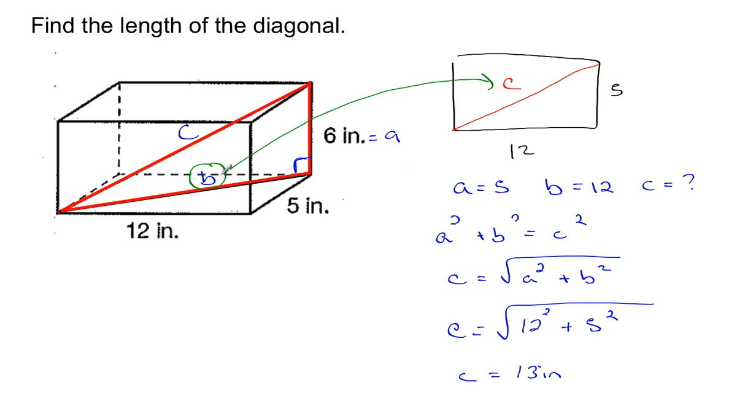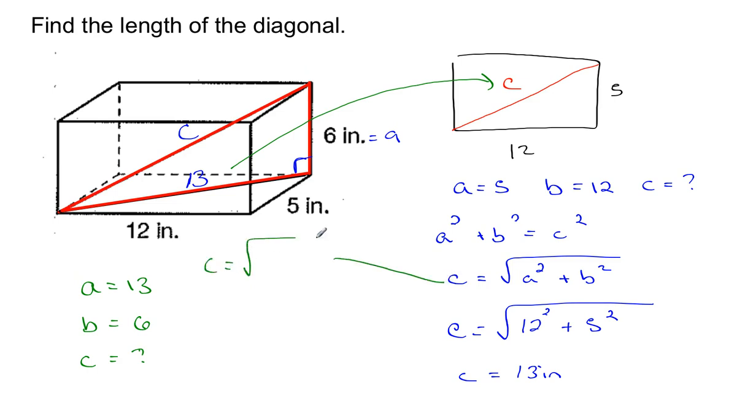Okay, so that's just this piece here. So now I know what this one is. This in here is 13 inches. So now I'm going to use this 13 inches as one of my legs of this red triangle. I'm going to use this 6 inches as one of the legs of this red triangle. And I'm going to solve for that missing diagonal from one corner of the box to the upper corner of that box. So again, I'm going to use this formula here.